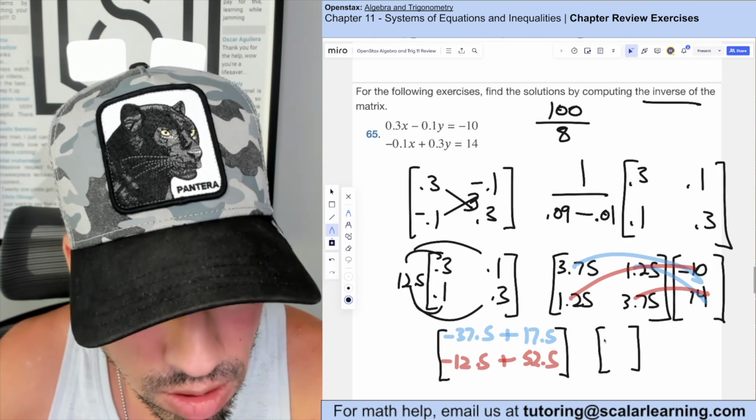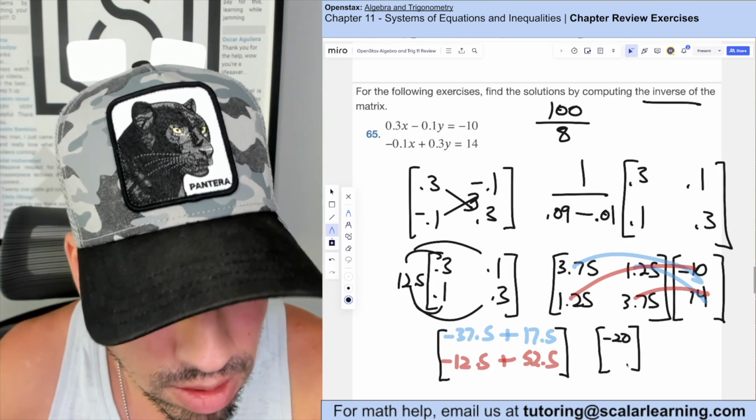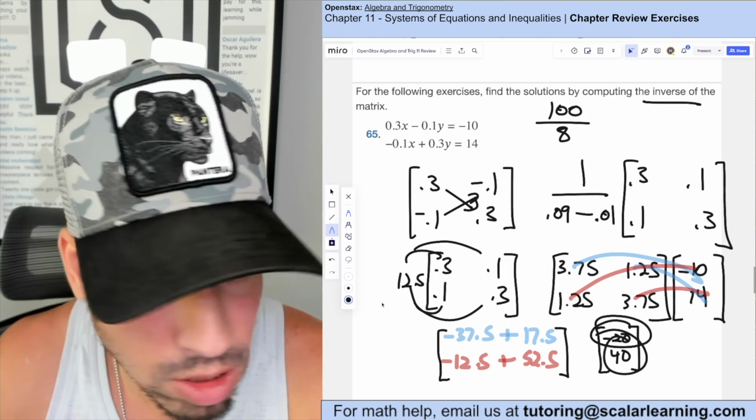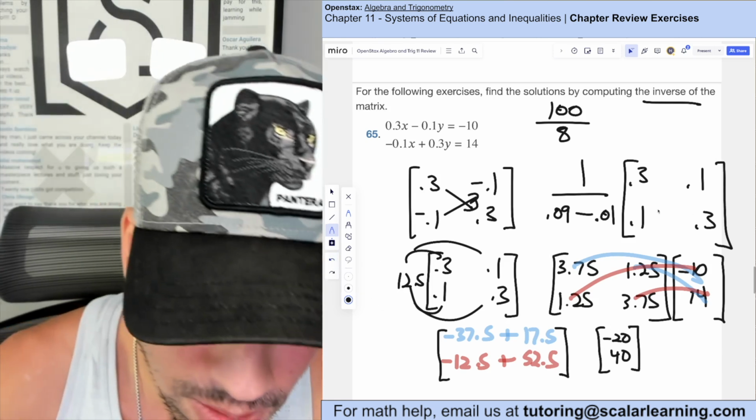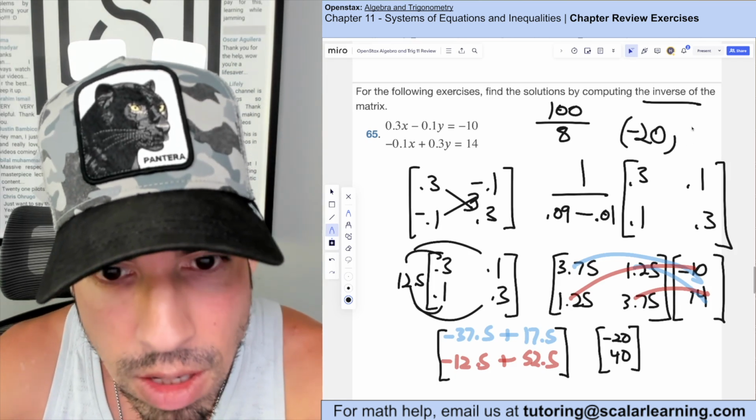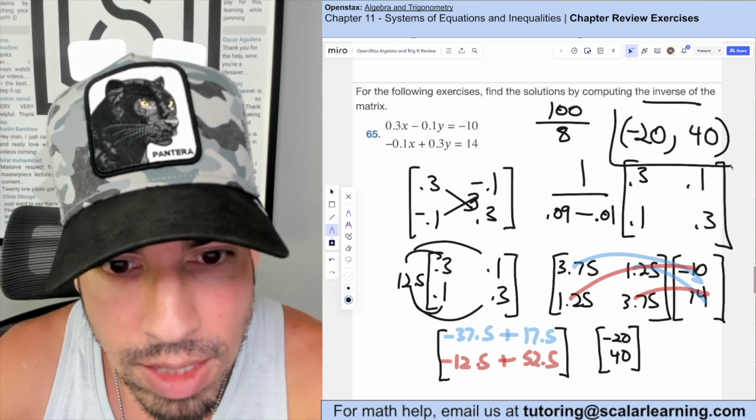That's going to add together and give us negative 20. That's going to add together and give us 40. And this is my x value, this is my y value, which means I can state my final solution in coordinate form as negative 20 for x, 40 for y. That's how you do it.